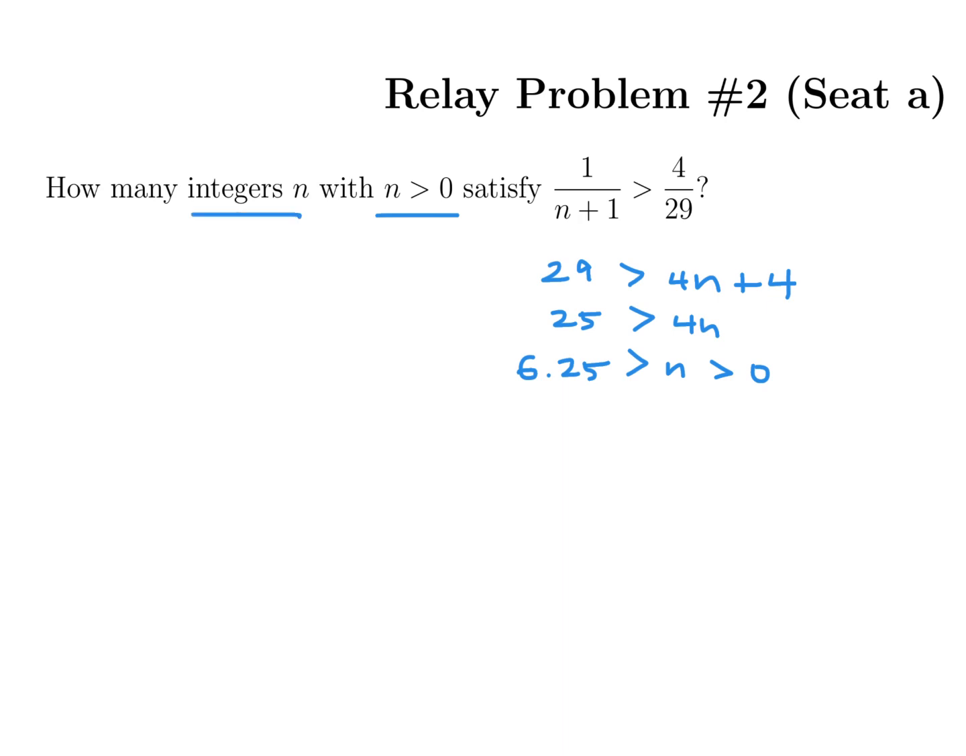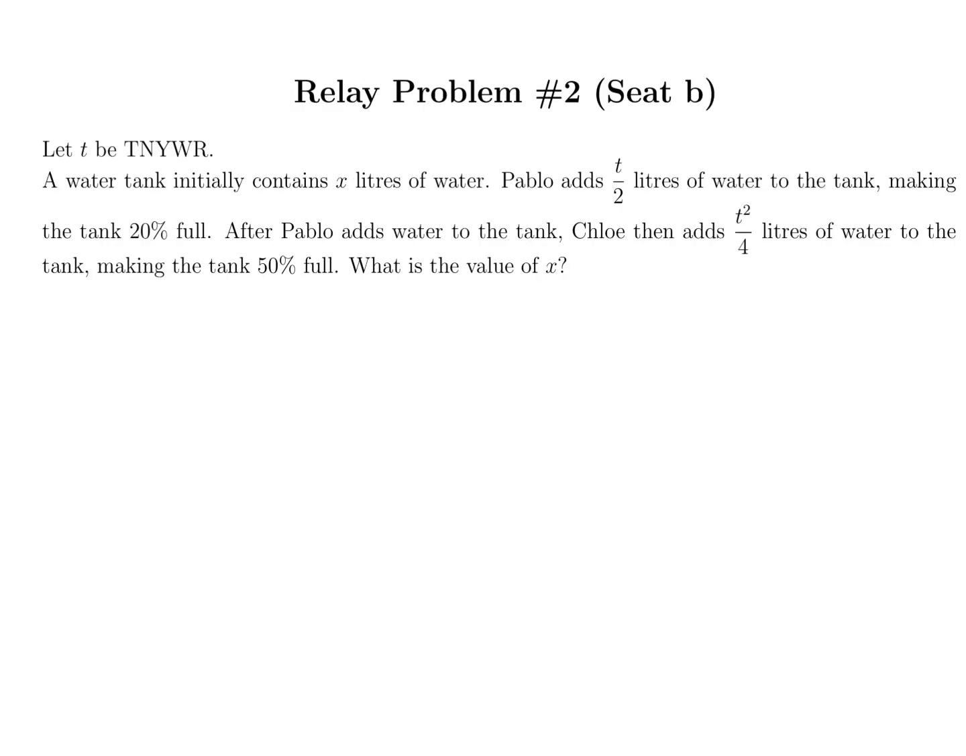Okay, and then n was greater than 0, so let's just complete that inequality. So n is an integer, and it's between 0 and 6.25, so that means n could be 1, 2, 3, 4, 5, or 6. And therefore, how many? The answer would be 6. T is equal to 6.